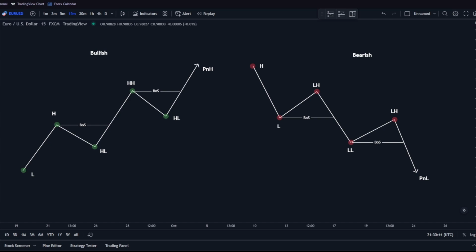Okay, let's get started. We all know trends. We know the bullish trend, we know the bearish trend. But what exactly identifies this bullishness or bearishness? Well, let's look at our first example here.